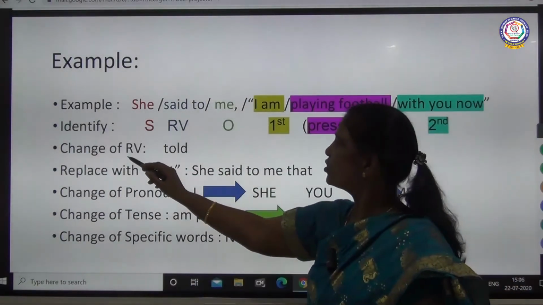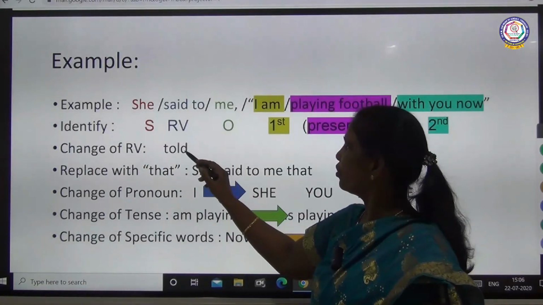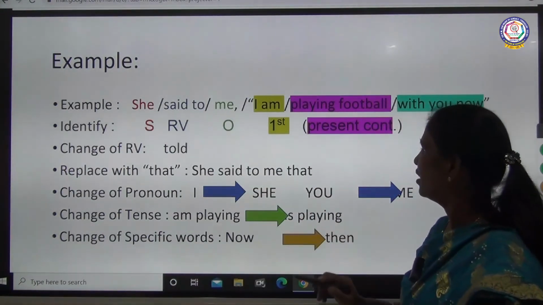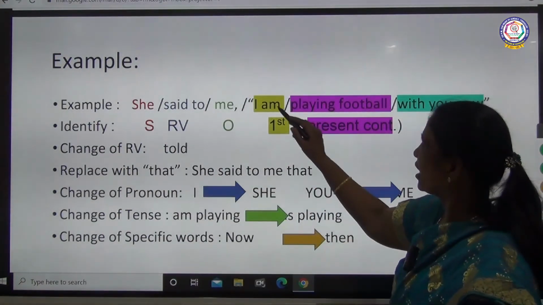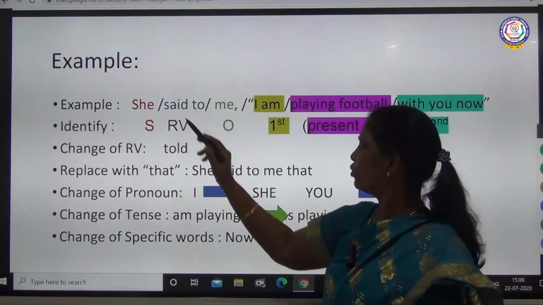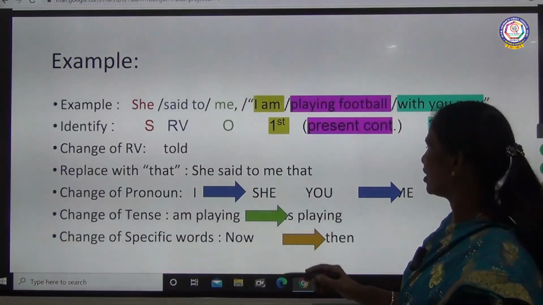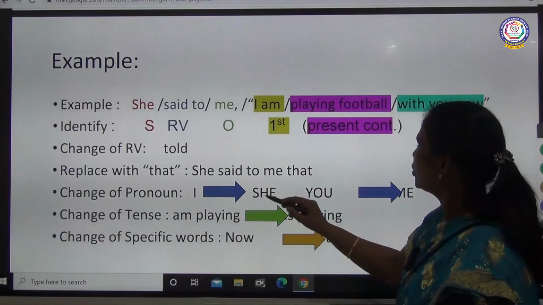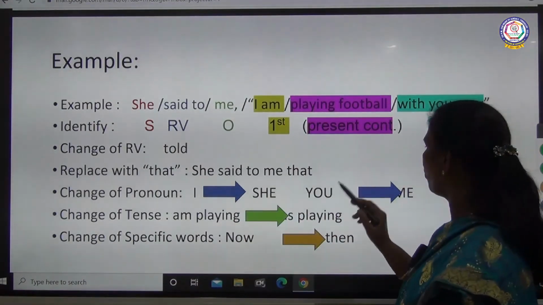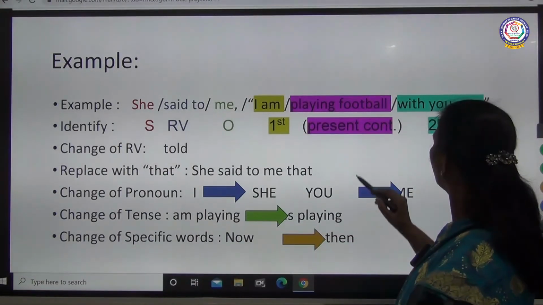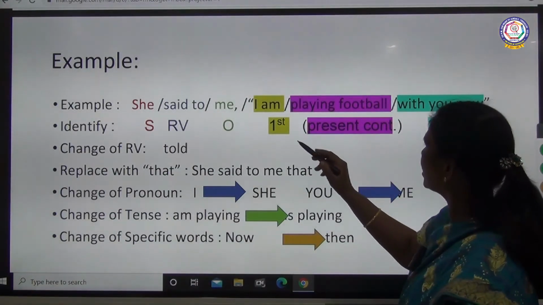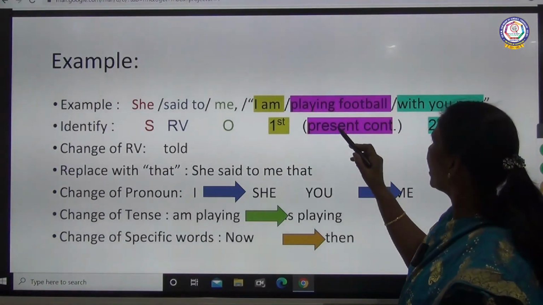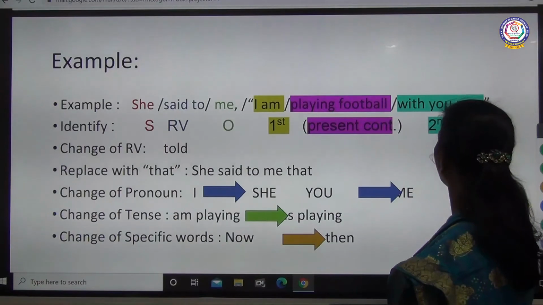Here the reporting verb said to is changed to told, replaced with that. She said to me that. Okay, so I am is there. So who is saying? She. So it is a woman, so you have to change it to she. She said to me that she, I am playing, she was playing. Now will be changed into then. So you will be changing: she said to me that she was playing football with me then.